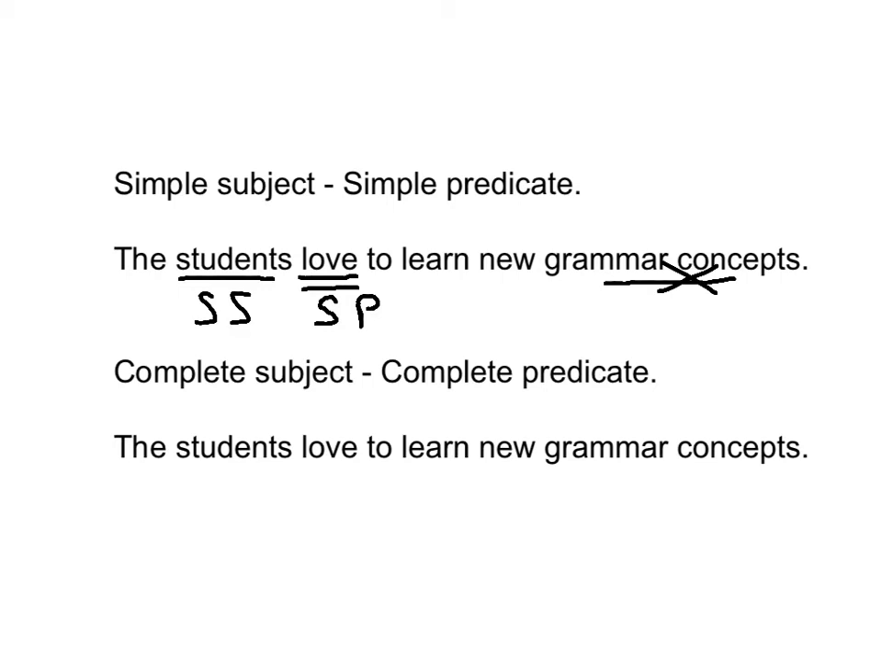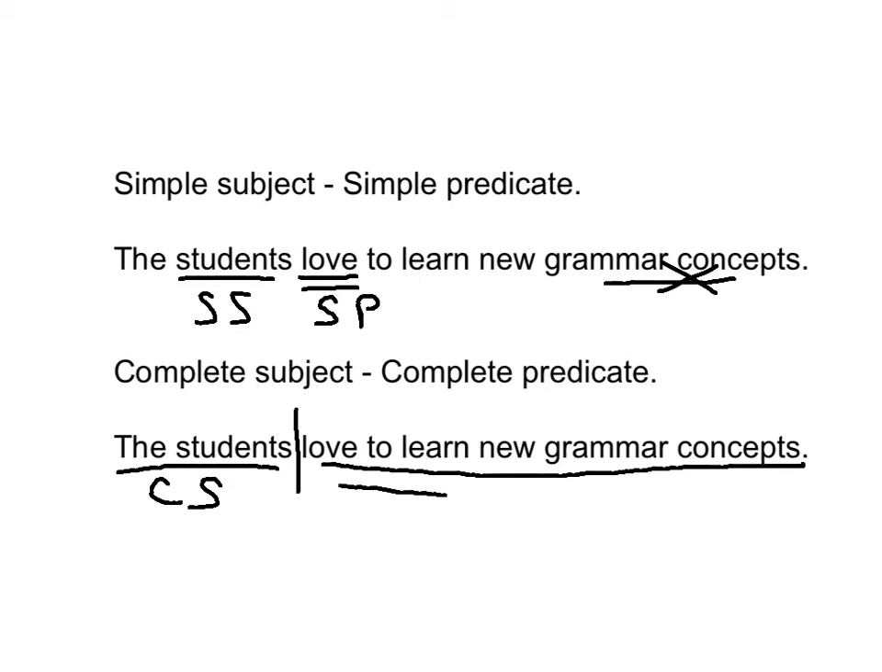Same as before, we identify the verb. But this time I'm going to draw a little slash in front of the verb love, because I know that everything to the left of that slash is my complete subject, and then everything to the right of that verb, including the verb, is my complete predicate. So remember, simple is one word, and complete is all or a group of words.